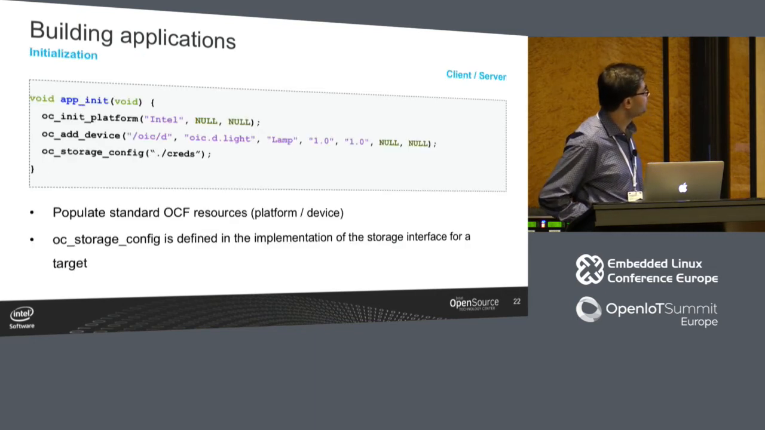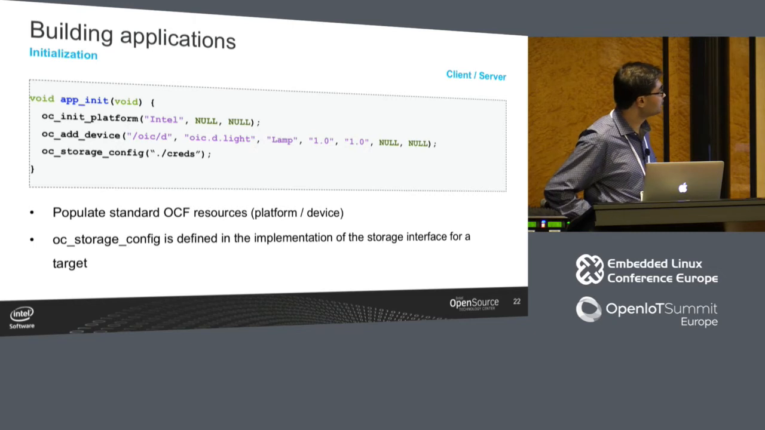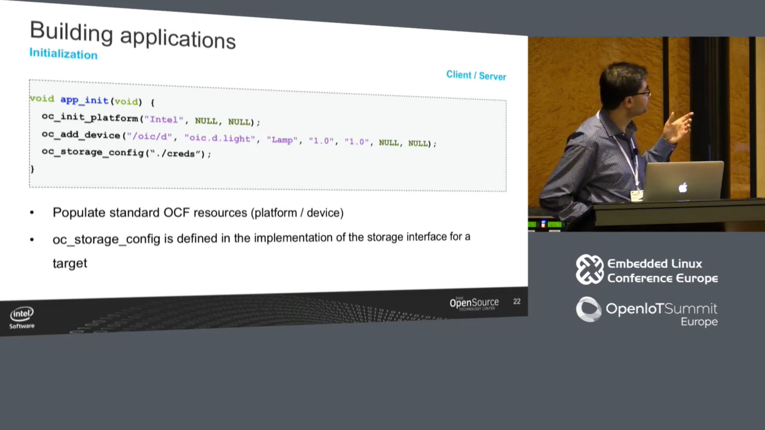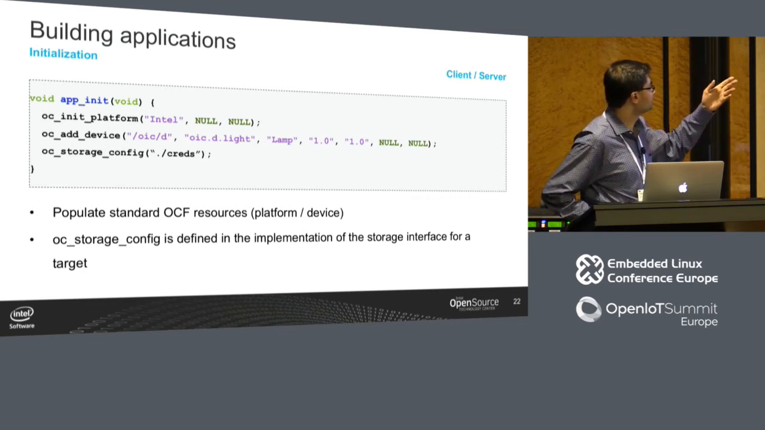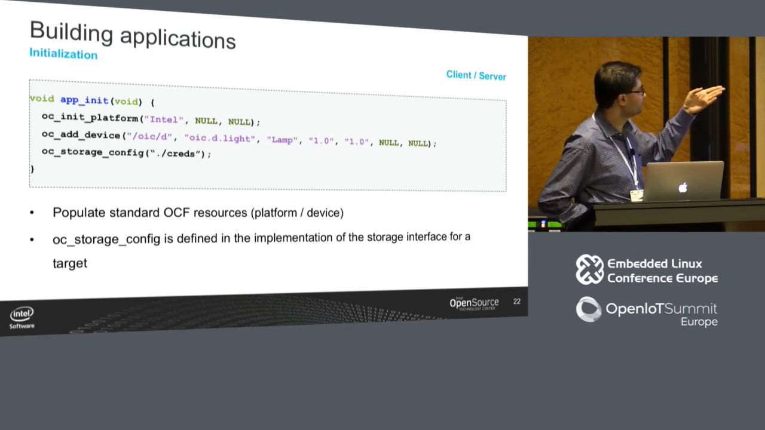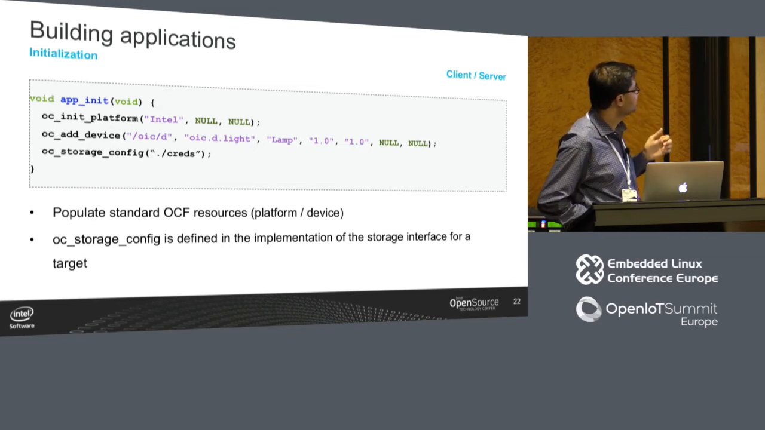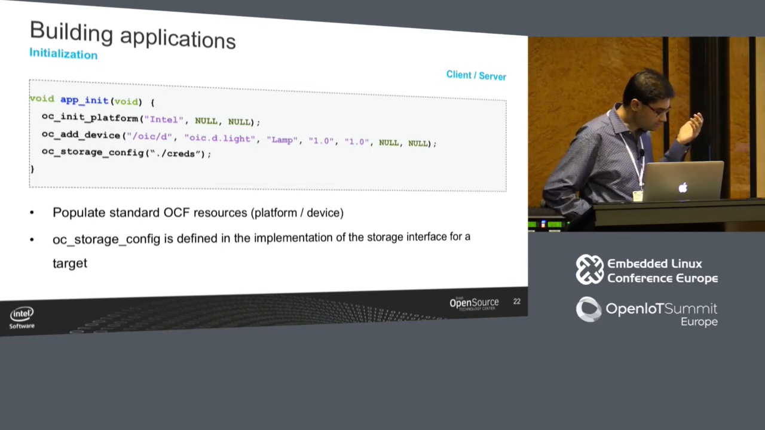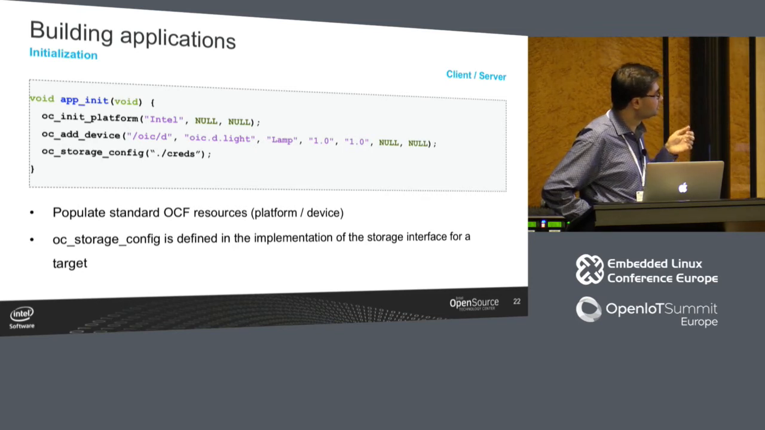This is an example of the initialization callback, where you typically set the representations for the platform and device resources, which are standard OCF resources, and you pass in some of the required metadata that you'd like to expose, like the manufacturer name, the device name, and some versioning information. You might also want to perform any hardware initializations over here, so it's an appropriate place to do that. And in addition, it's a place where you can initialize the persistent storage hardware that you have on your platform.